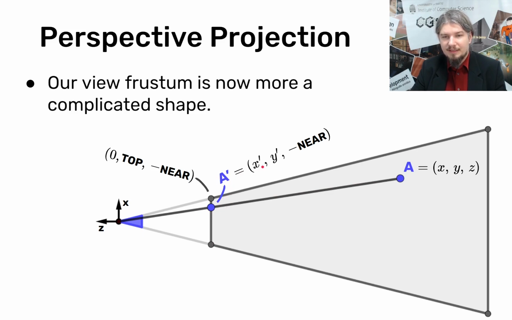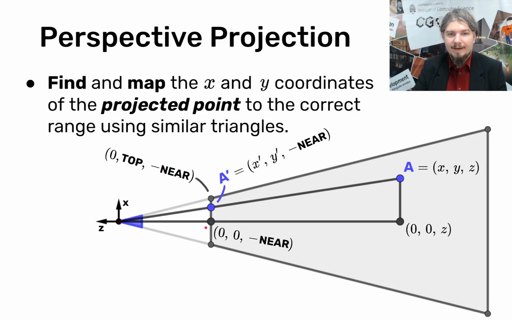It has coordinates x', y', and minus near. It's minus near because we're at the near plane, and this is the negative z-axis, so the coordinate would be minus near. Now to find out what x' and y' should be for this projected point, we're going to add another line here. This line goes along the z-axis, passing through the points 0, 0, minus near and 0, 0, z, and then making this 90-degree angle with point A.